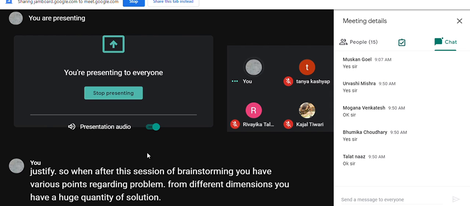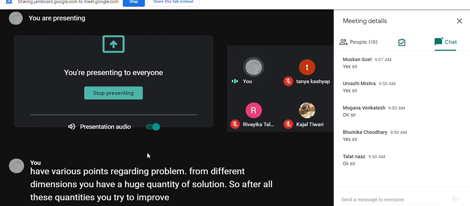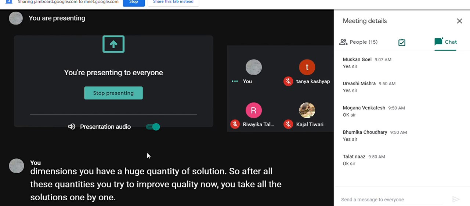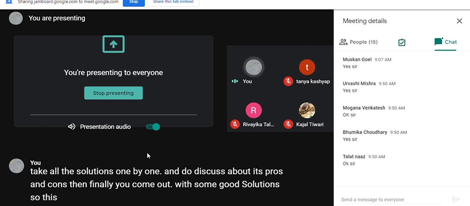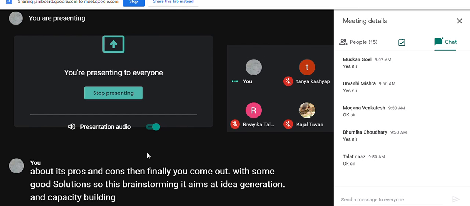So after all these quantities, you try to improve quality. Now you take all the solutions one by one and you discuss about its pros and cons. Then finally you come out with some good solutions. So this brainstorming, it aims at idea generation and capacity building. It is more about creativity and innovation.